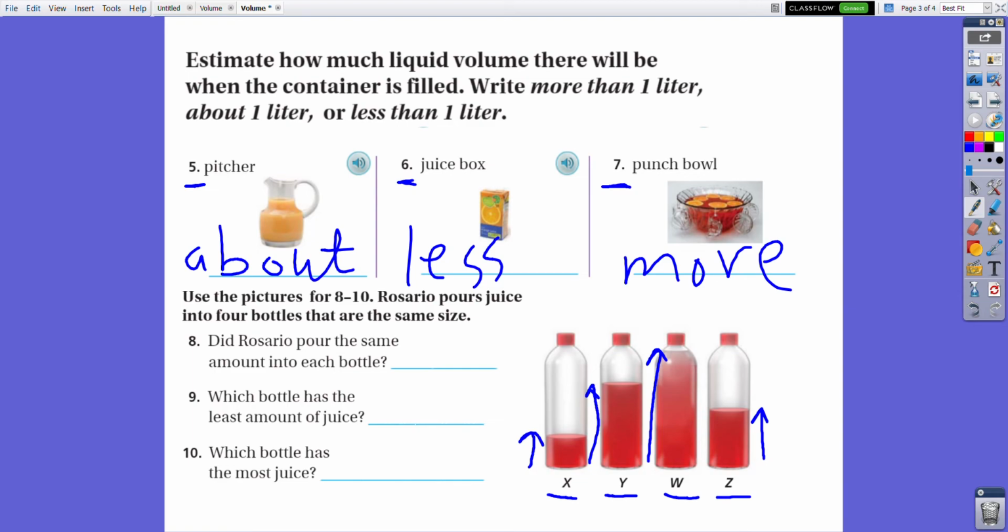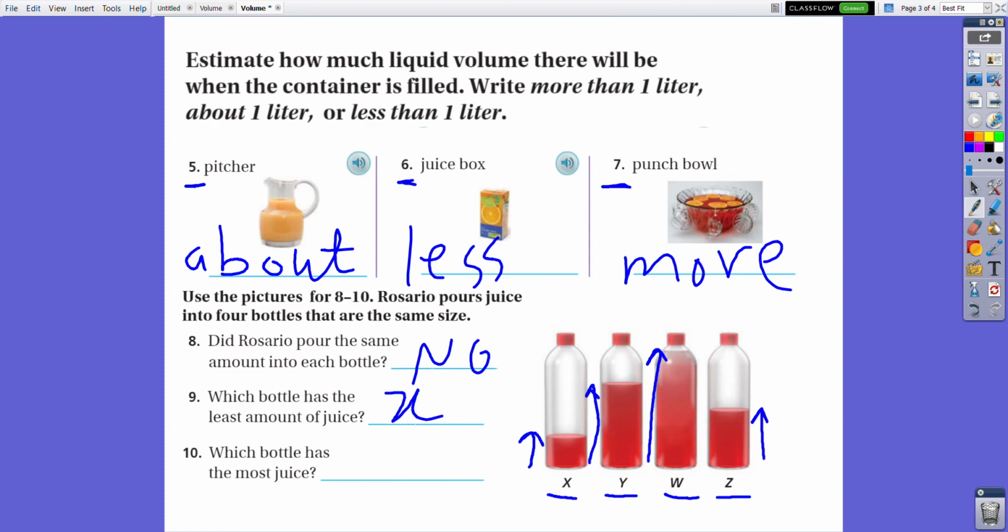Look at number 8. Did Rosario pour the same amount into each bottle? Okay, did he fill all of these bottles with the same amount of liquid? No, they are different. Now look at number 9. Which bottle has the least amount of juice? Least amount. It doesn't have too much juice. Which one? It's X.